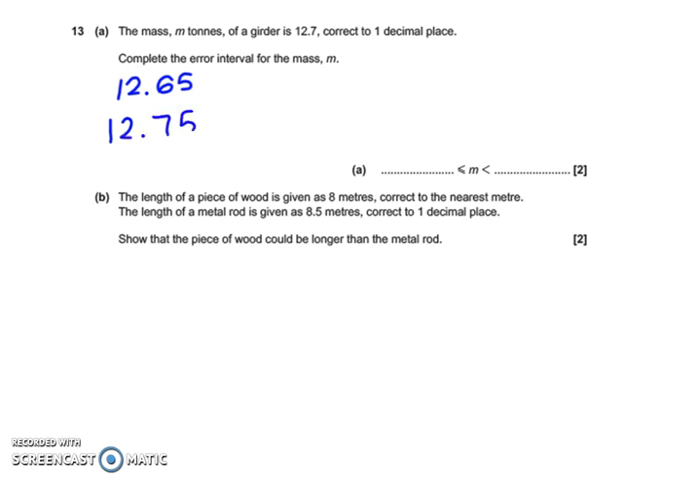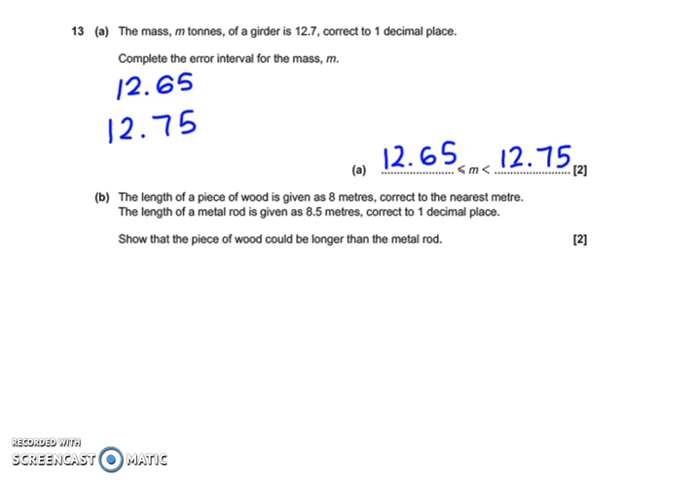Now, be careful here. We know 12.75 doesn't actually round to 12.7, but it's the boundary. And you can see that in the inequality sign in our answer. So, 12.65 is our lower bound. That goes in the first space. And you'll notice that there's a less than or equal to sign there. So, the mass could be equal to that. And then 12.75 goes in the next space. And you can see that that sign is just a less than sign, showing that the mass can't actually be 12.75. So that's our answer for part A.